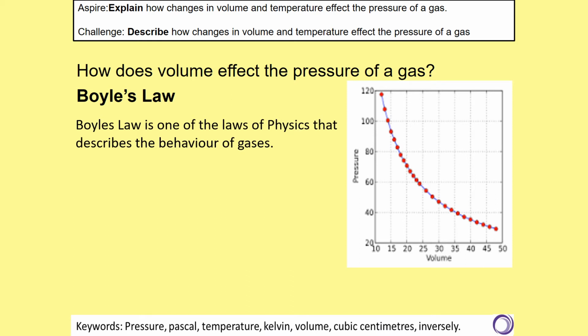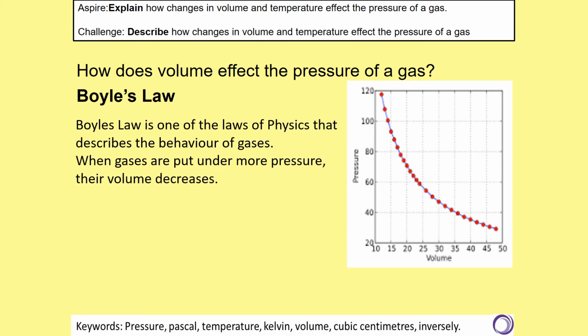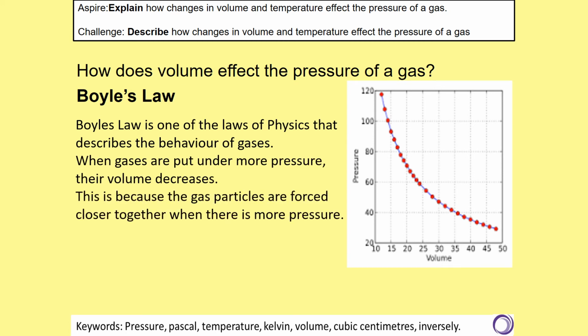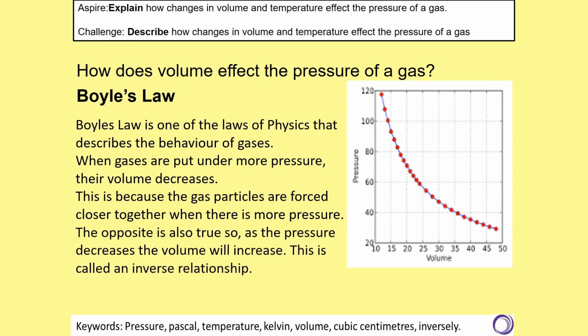So this is Boyle's law, and it describes the behavior of gases. So when gases are put under more pressure, their volume decreases. And that's because the particles are forced to be much closer together when there's more pressure. But then the opposite of that's true. So as the pressure decreases, the volume then increases, and that is an inverse relationship. Okay, and this is how we show it.